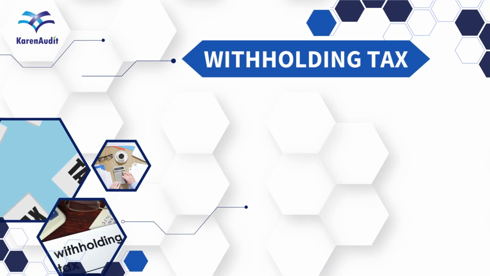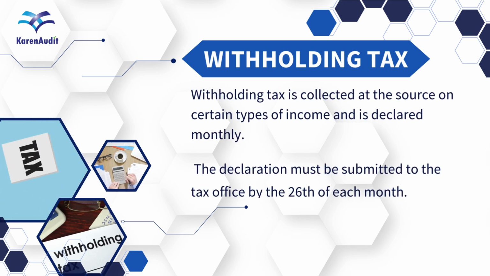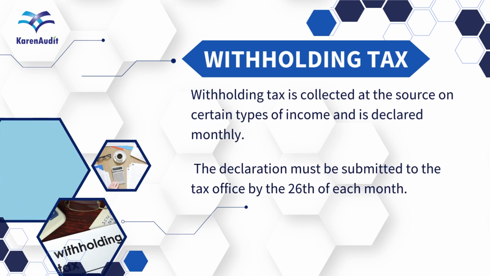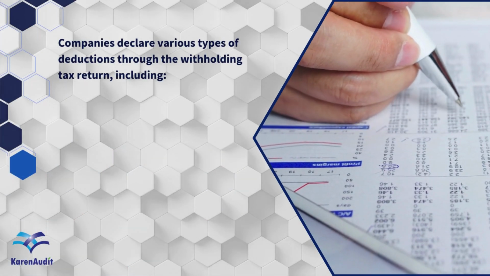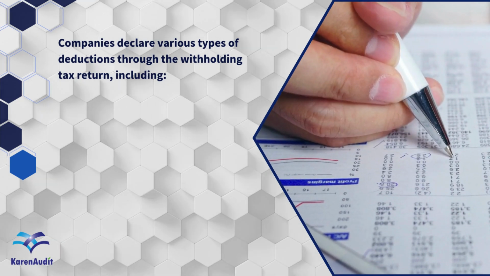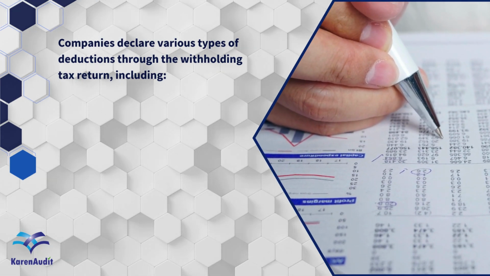So fourthly, withholding tax. Withholding tax is collected at the source on certain types of income and is declared monthly. The declaration must be submitted to the tax office by the 26th of each month. Companies declare various types of deductions through the withholding tax return, including these.